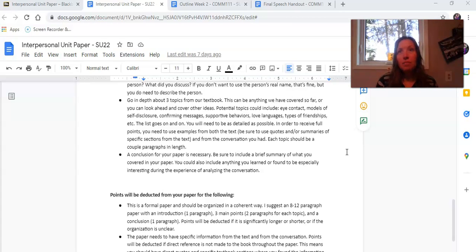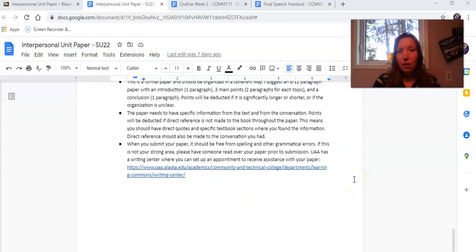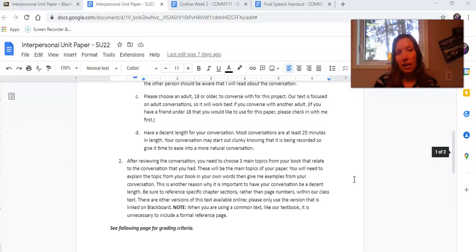A lot of times people notice things in the conversation that they may not have noticed otherwise because they're looking at it so in depth. Please make sure that you are using direct quotes and direct reference to both the conversation and the textbook. And again, that is talked about within this handout.